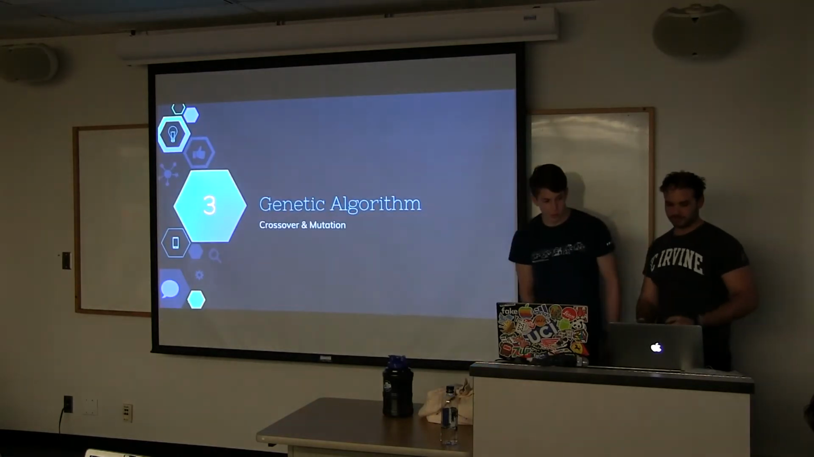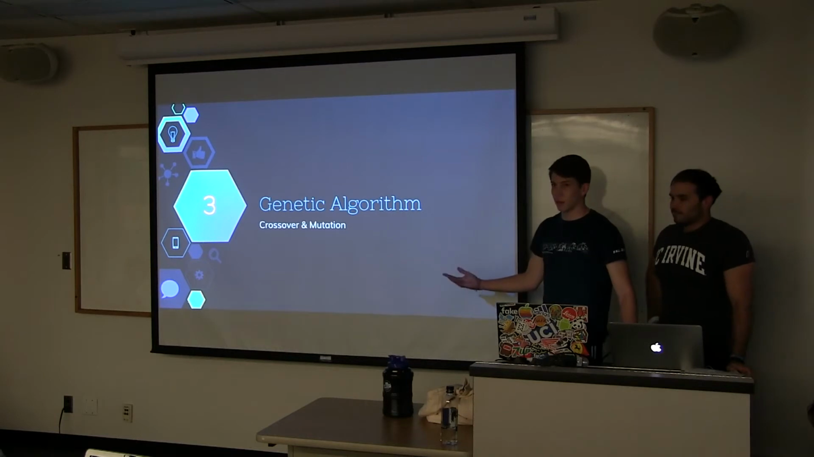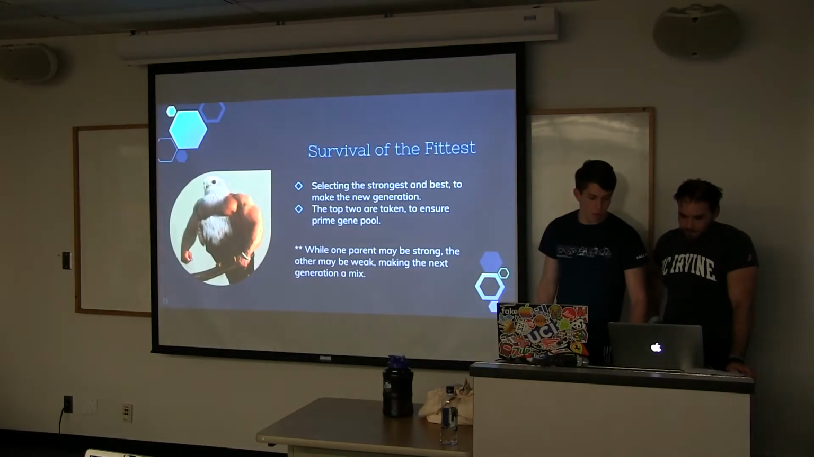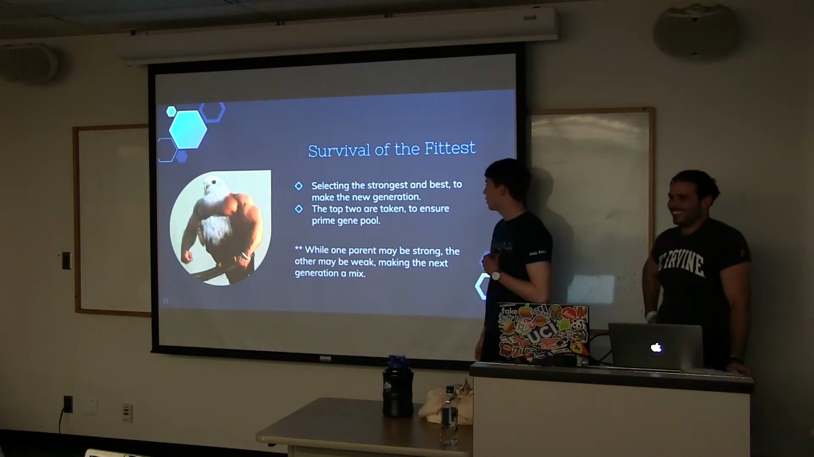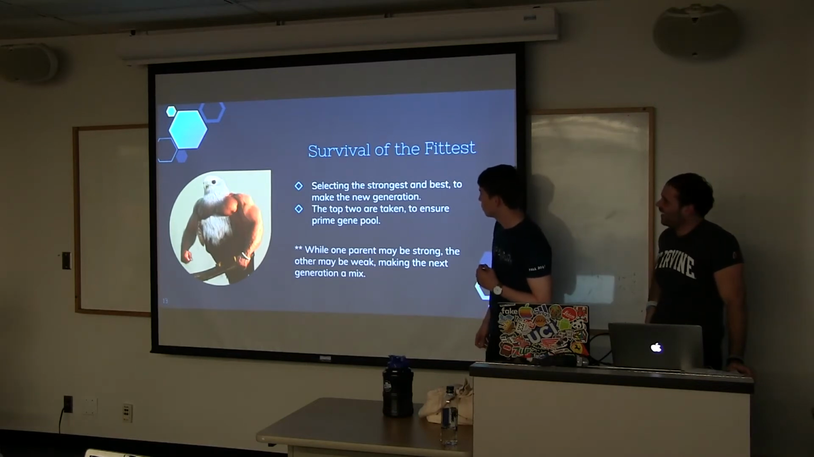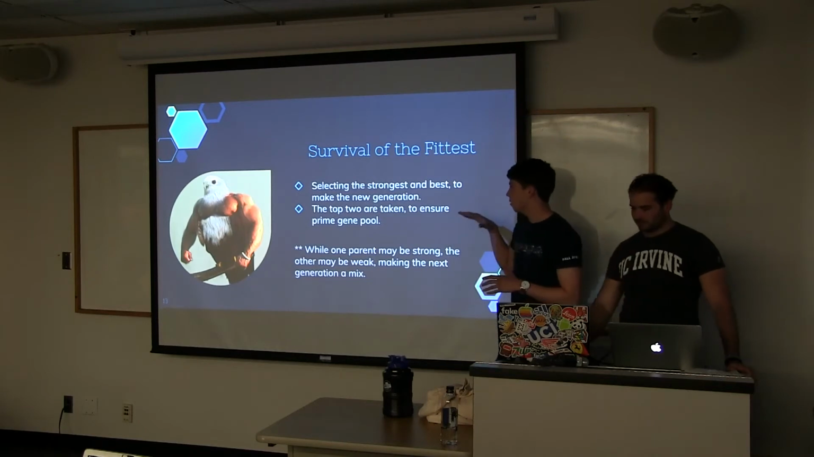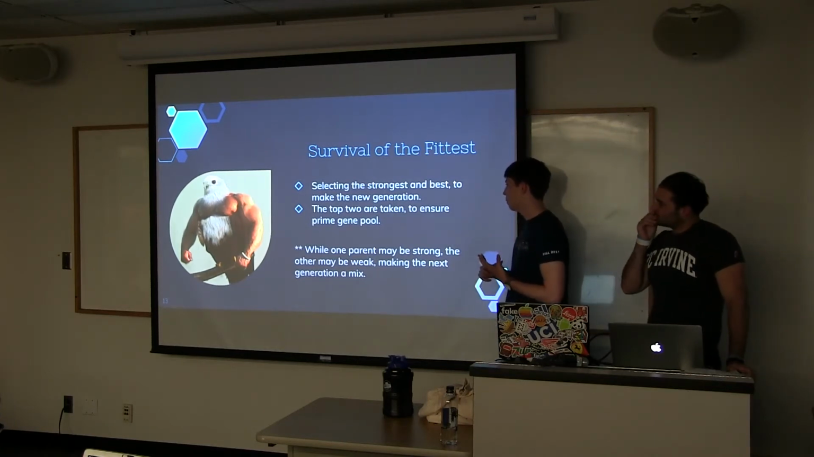Perfect. Thank you, Jason. So remember how I mentioned crossover and mutation? We're using that in our genetic algorithm to come up with, as generations go by, it gets better and better, right? So obviously this eagle is pretty jacked. It's probably going to go on for multiple generations, you would think, because it's very strong, right? So you want to select the strongest and the best to make the next generation. So in our case, the top two are taken, ensuring the prime gene pool.